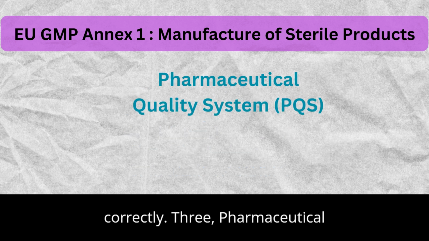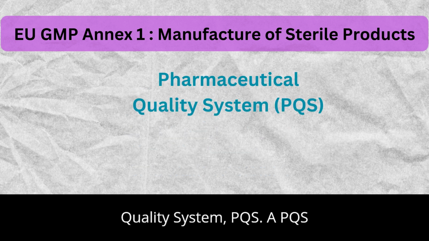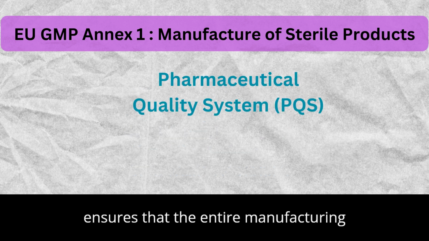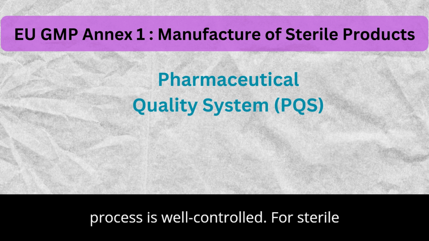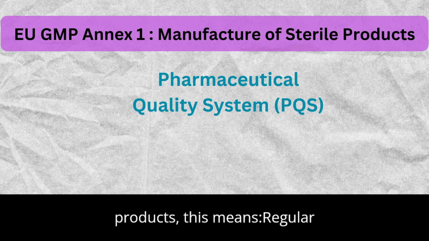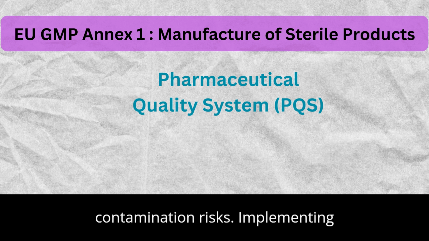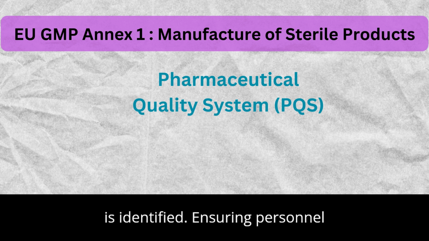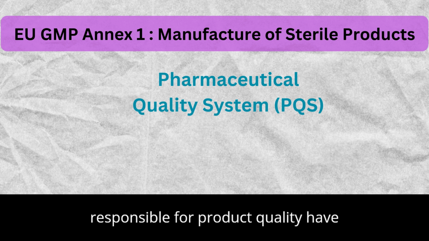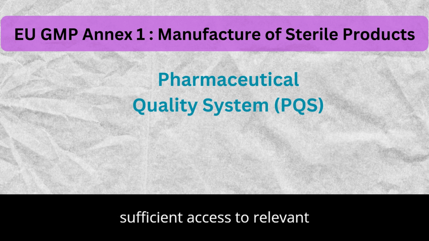3. Pharmaceutical Quality System (PQS). A PQS ensures that the entire manufacturing process is well controlled. For sterile products, this means regular risk assessments to identify and reduce contamination risks, implementing corrective actions if a risk or failure is identified, and ensuring personnel responsible for product quality have sufficient access to relevant manufacturing data and expertise.